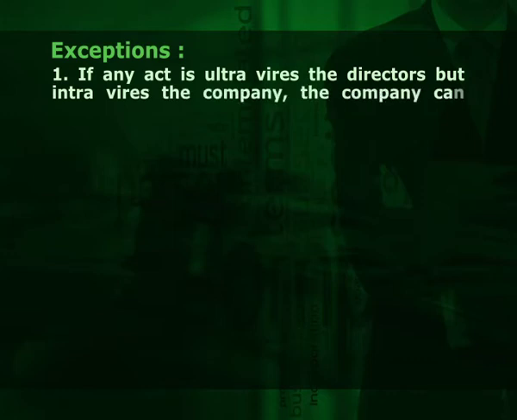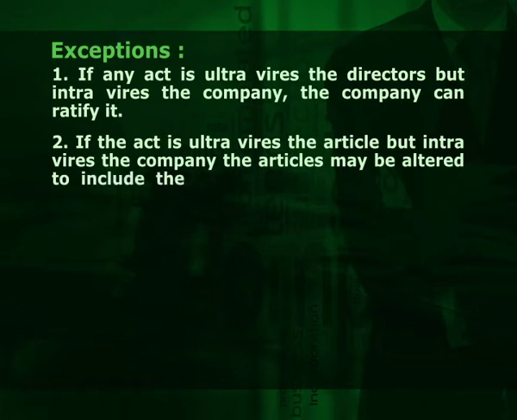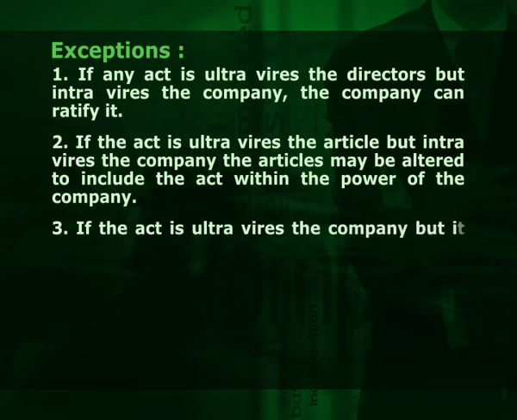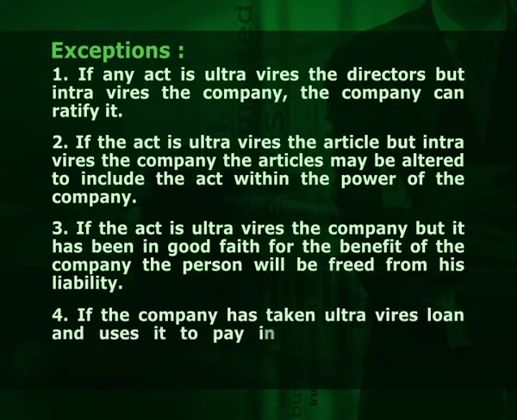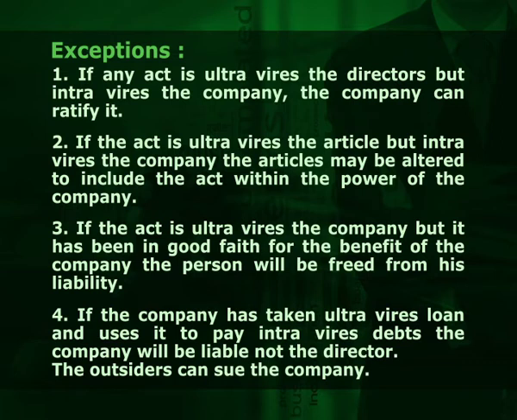Exceptions to this. First, if any act is ultra vires the directors but intra vires the company, the company can ratify it. Second, if the act is ultra vires the articles but intra vires the company, the articles may be altered to include the act within the power of the company. Third, if the act is ultra vires the company but it has been done in good faith for the benefit of the company, the person will be freed from his liability. Fourth, if the company has taken an ultra vires loan and uses it to pay intra vires debts, the company will be liable, not the director. The outsiders can sue the company.